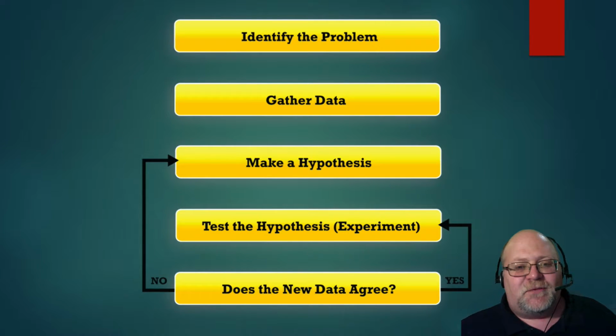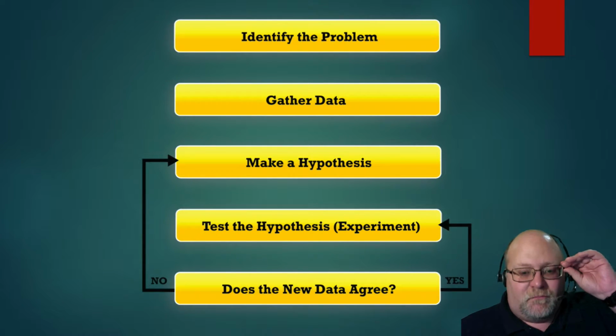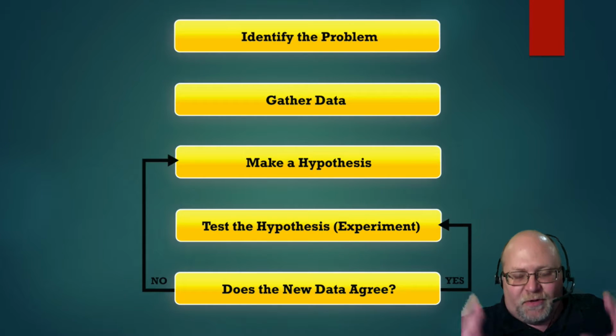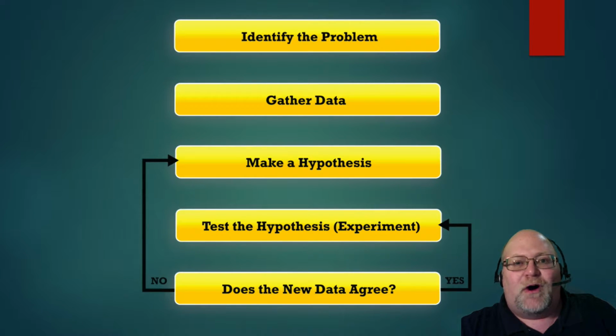Of course, you test it and make sure that it's controlled. You can only test one variable per experiment. You can have multiple experiments going on at once, but each experiment can only have one variable that is different than what you're controlling, the control group.